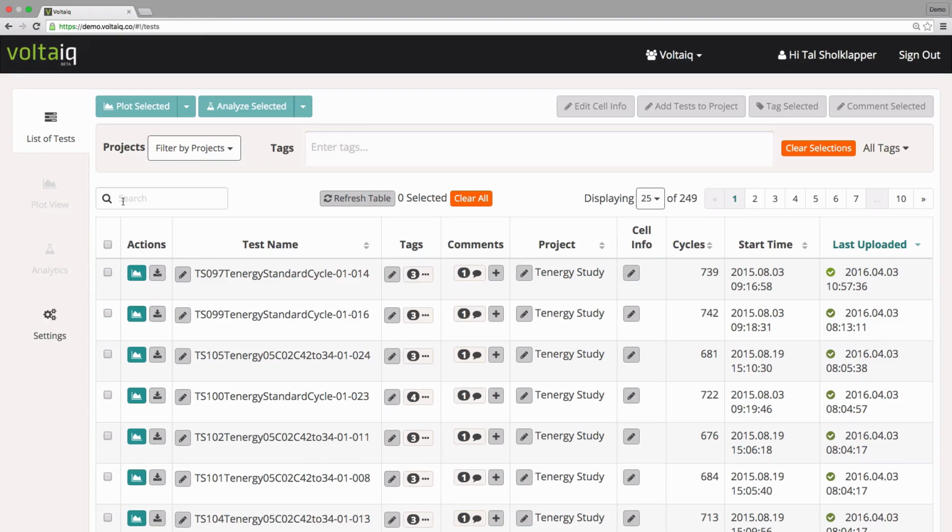Hello, today I'd like to show you how you can get additional value from your cycling data directly from the raw time series data using differential capacity analysis in Voltaiq. So let's go in here and search for some interesting data.